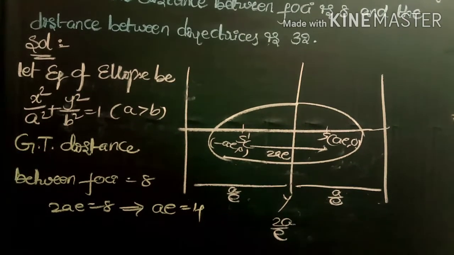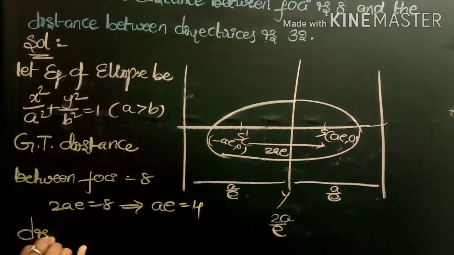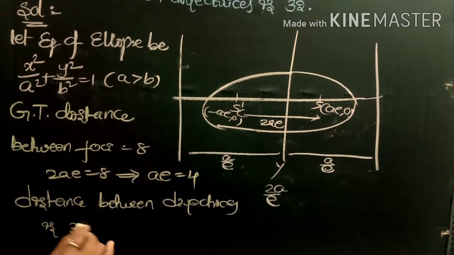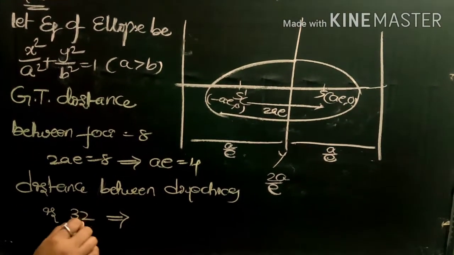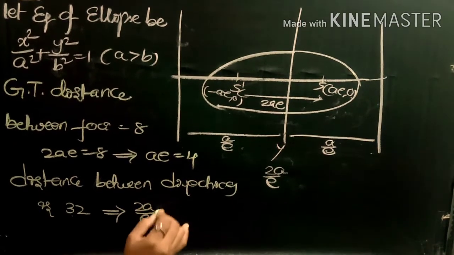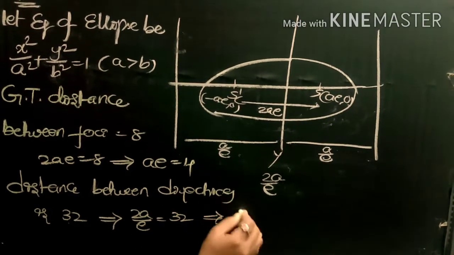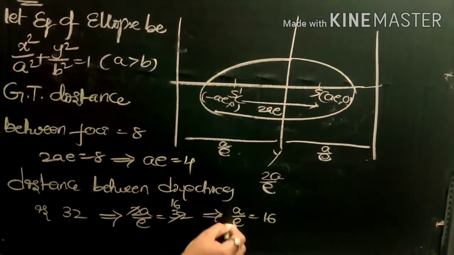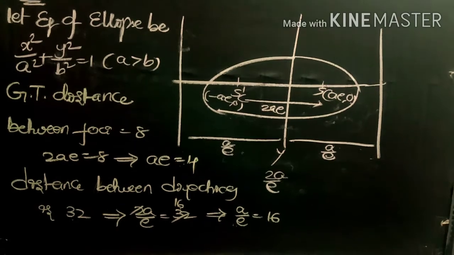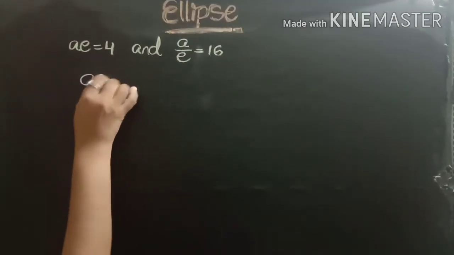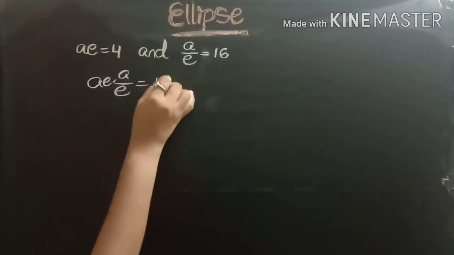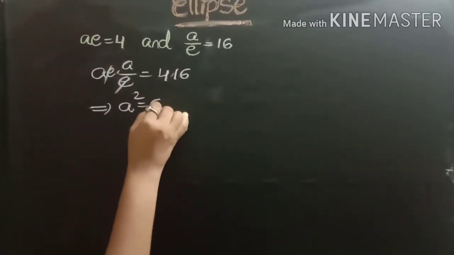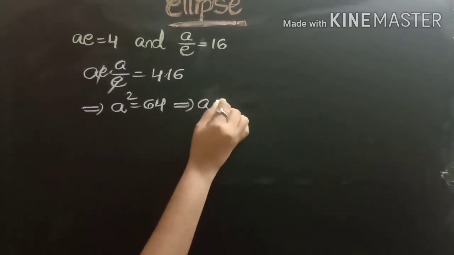And also given the distance between the directrices is 32. What is the distance between the directrices? 2 into a by e. That is 2a by e equals 32, which implies the value of a by e is 16. Now we are multiplying these two values: ae into a by e equals 4 into 16. That is, a square is 64 and the value of a is 8.